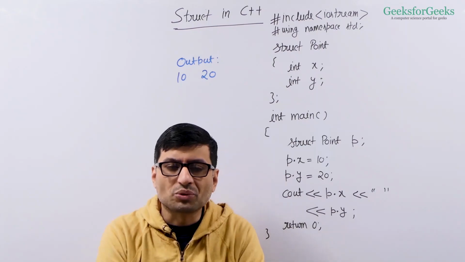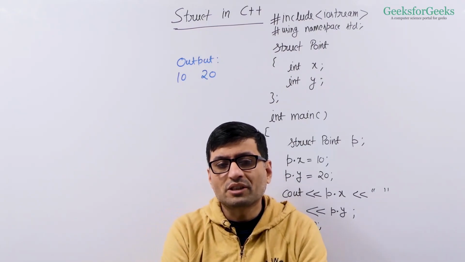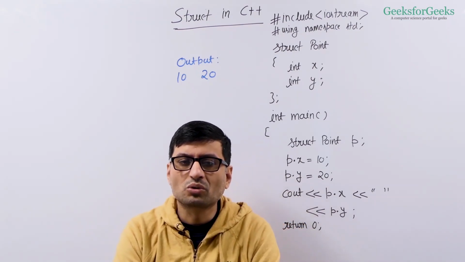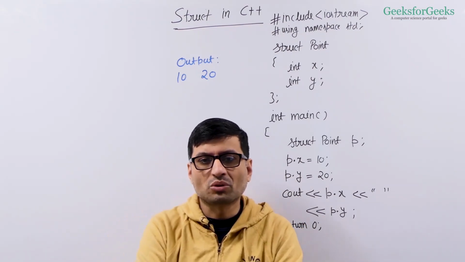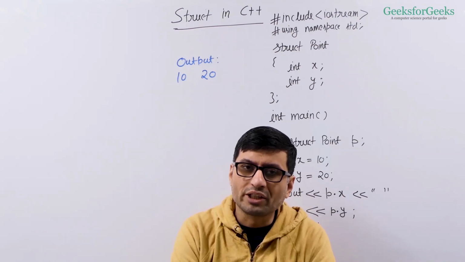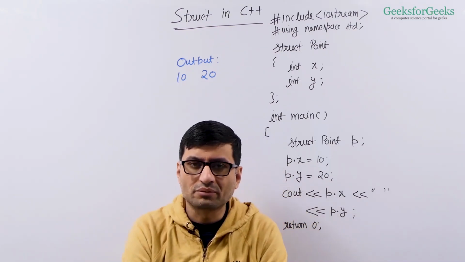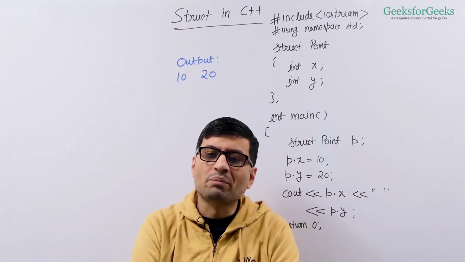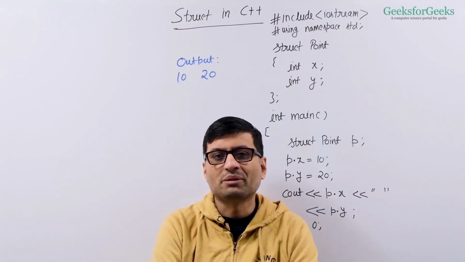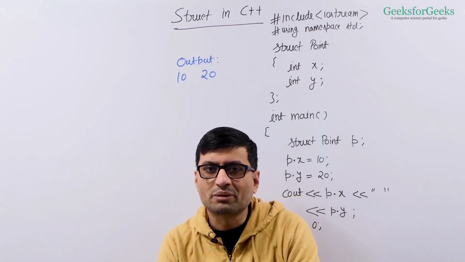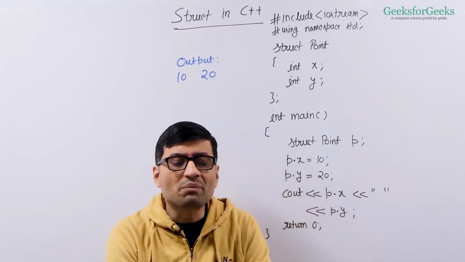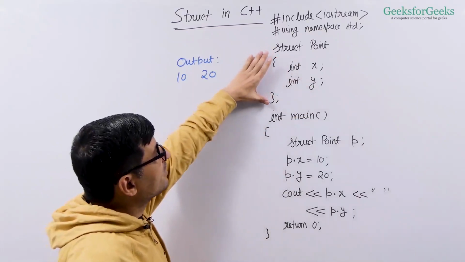So to handle these situations, we have structures in C and C++ which allow us to store multiple items together. These multiple items can be of any data type. They don't have to be all of the same data type. One member can be char, another member can be int, then the third member can be string or anything else. Here is an example of a structure.